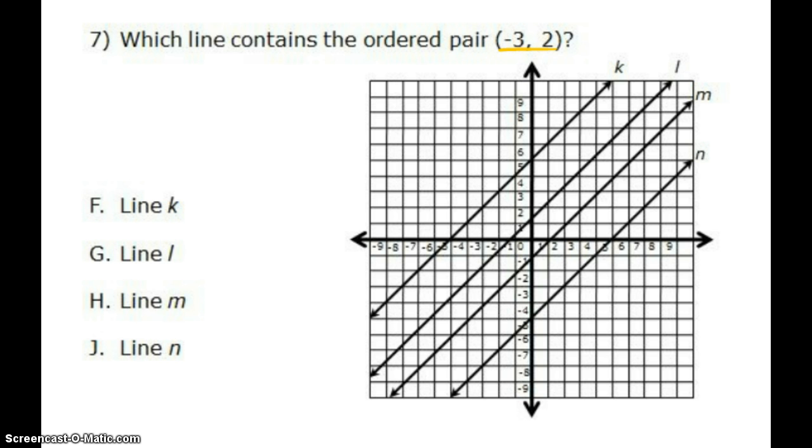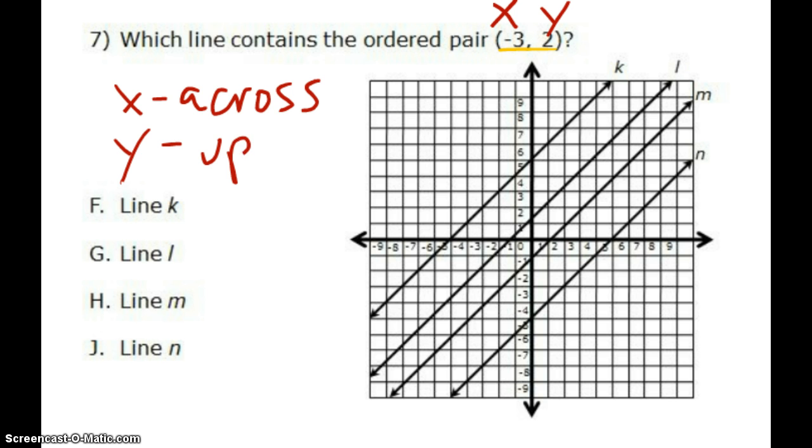The first thing you need to remind yourself is the first value is always your x. The second value is always your y. Your x goes across. See how those sound the same? X across. Y is long and lean, and it goes up and down. So your x-axis is your horizontal axis, and your y-axis is your vertical axis.